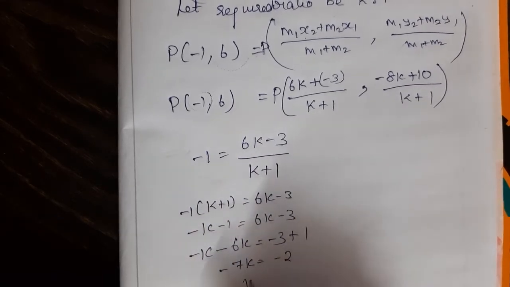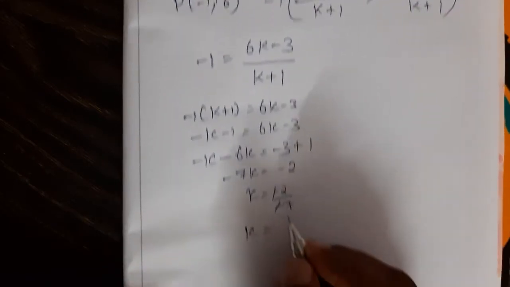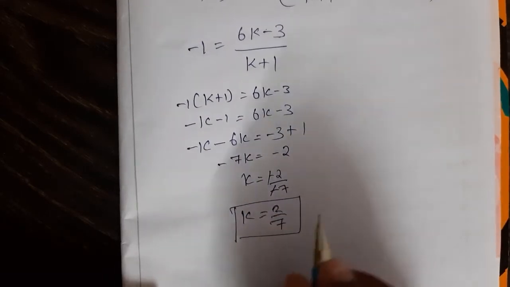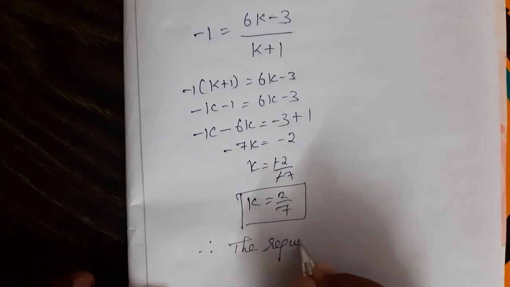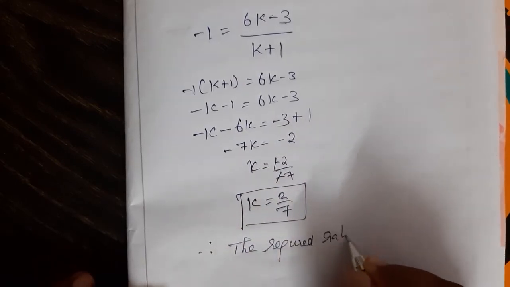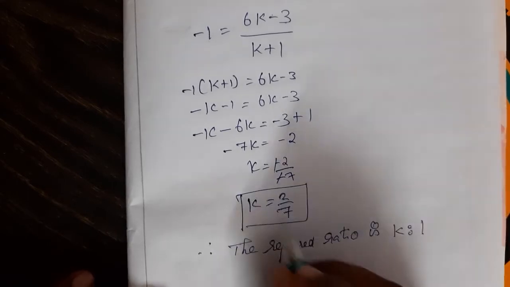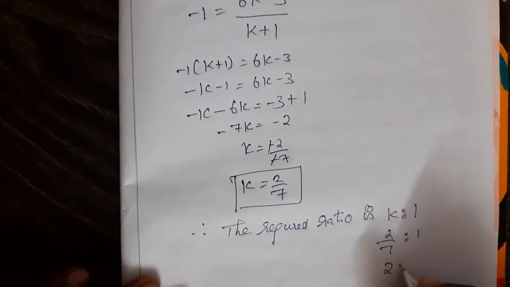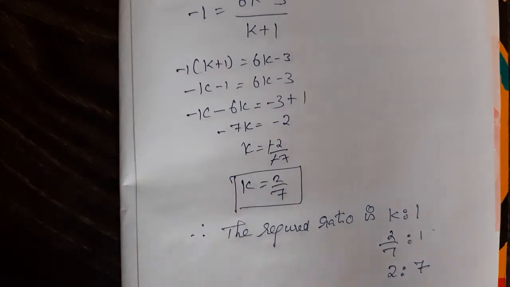So minus k minus 6k is minus 7k, and minus 3 plus 1 is equal to minus 2. So k is equal to minus 2 by minus 7. Minus minus cancel. K is equal to 2 by 7. So value of k is equal to 2 by 7. So therefore the required ratio is k is to 1, but we consider k as 2 by 7 is to 1. Simply we can say it as 2 is to 7, right? 7 you can bring there, and it is 2 is to 7.